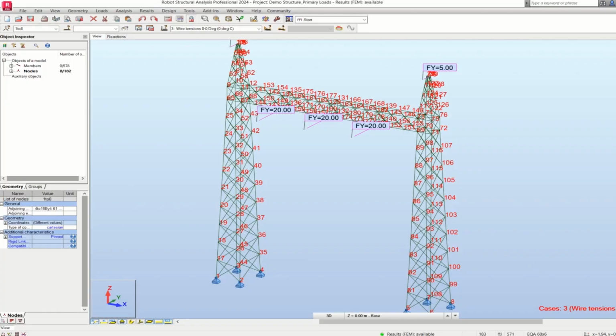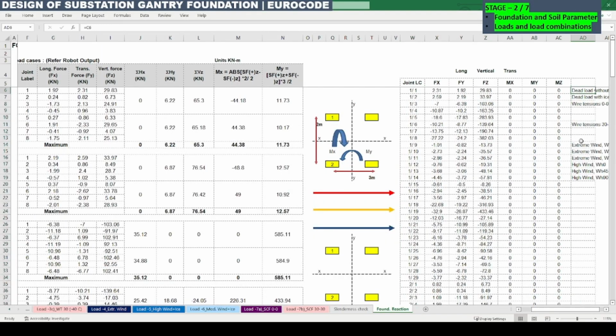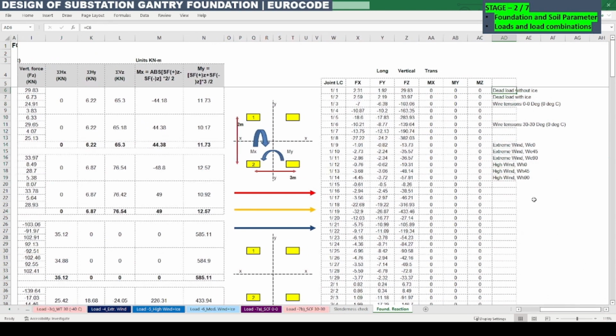So here on the right hand side you can note the load cases which are applicable for the foundation reaction, like dead load without ice, dead load with ice, wire tension 0 deviation with 0 degree Celsius, wire tension 30 degree deviation, vertical and horizontal 30 degree deviation with 0 degree Celsius temperature, extreme wind 0, 45, 90 and high wind 0, 45, 90. So these are the load cases which are applicable for the foundation design, as we discussed just earlier.